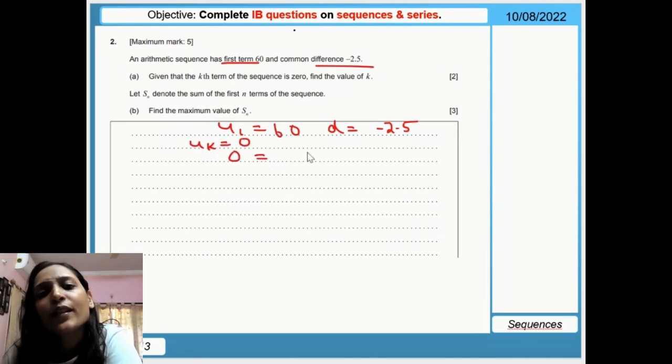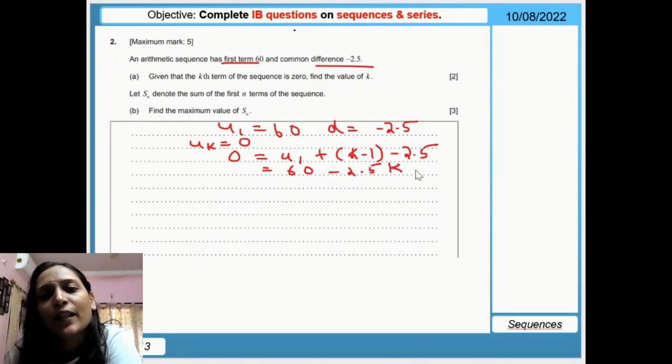So 0 is equal to u1 plus n minus 1 times d, or I can say k minus 1 times d, which would be minus 2.5. So 60 minus 2.5k plus 2.5 is equal to 0. So I can take the 62.5 to the other side. Minus 62.5 is equal to minus 2.5k.